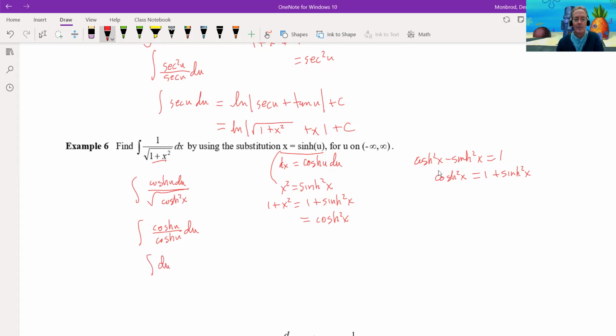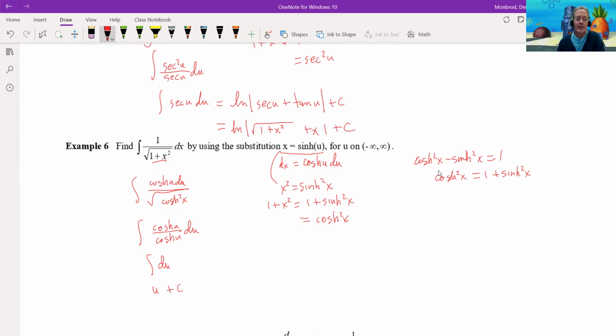And you can't ask for a better substitution. I mean, look what we have there, a 1. So it's a u. Equals there. I don't need that. Okay, so we have u plus a constant.